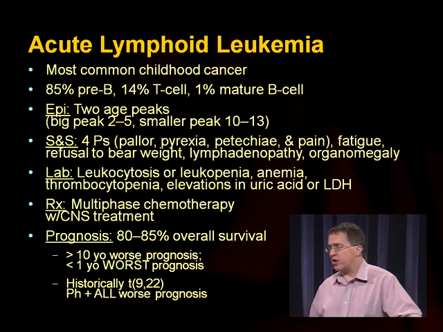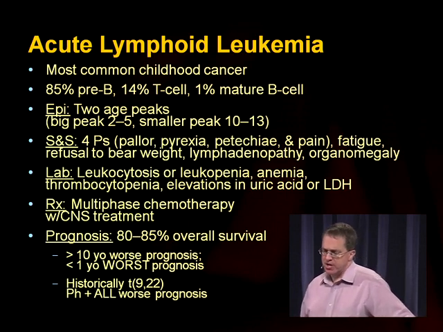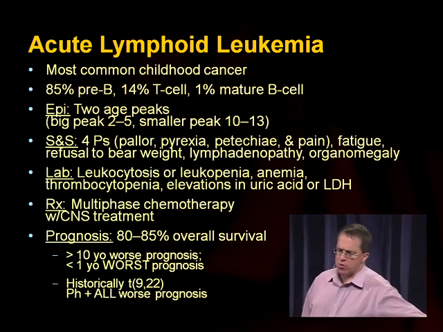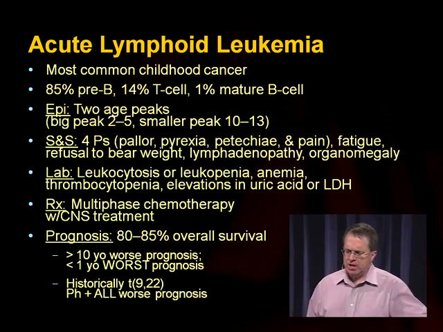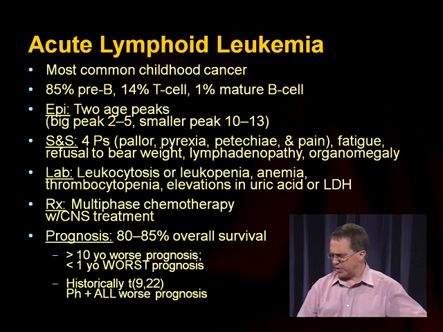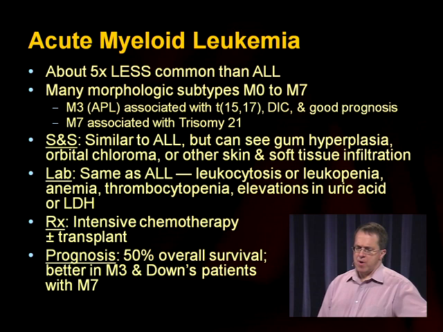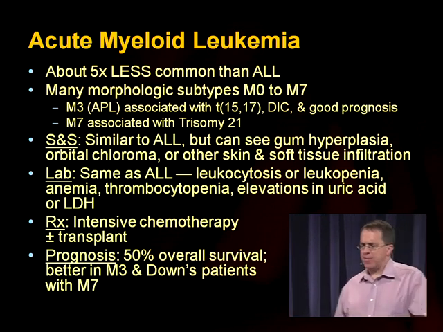If you're less than a year, we call it infant ALL, and it is probably biologically a different disease. Historically, the Philadelphia chromosome has been something that has indicated a very poor prognosis, but with some of the drugs that target that tyrosine kinase, actually the outcomes are starting to be quite good. AML, again, about 5 times less common than ALL.